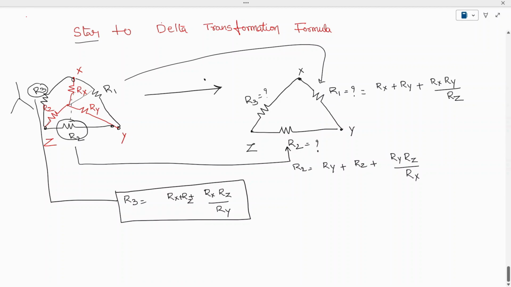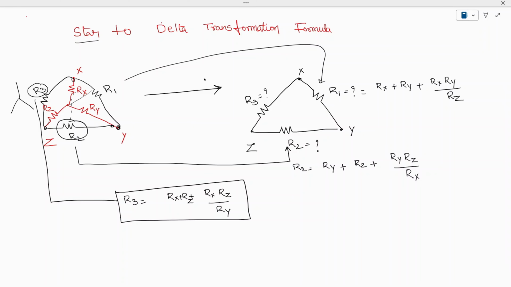So very simple. The black resistor is connected between two reds. So this is one branch and this is another branch. So you have to write down Rx plus Ry plus the product of these two. To the 90 degrees, which is nothing but Rz. So for this unknown R2, what are the red resistors? Ry, Rz, again plus the product, divided by Rx.